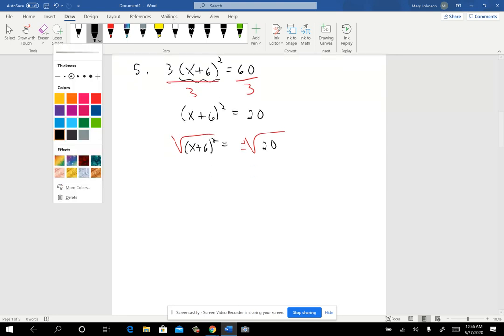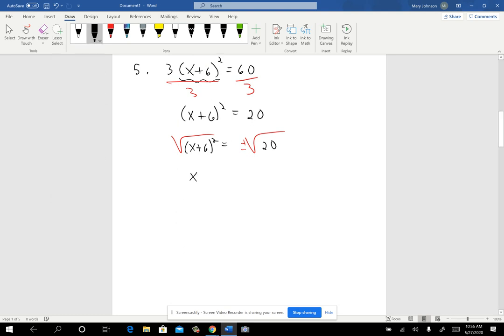All right, so that's going to be x plus 6. Squaring and square rooting kind of undo each other. Over here, square root of 20. And then I think I'm going to show it a little differently than I did during the class session. I want to add a negative 6 to both sides. And the best place to put it is right there, so it's not confusing about whether it's under the radical or not.